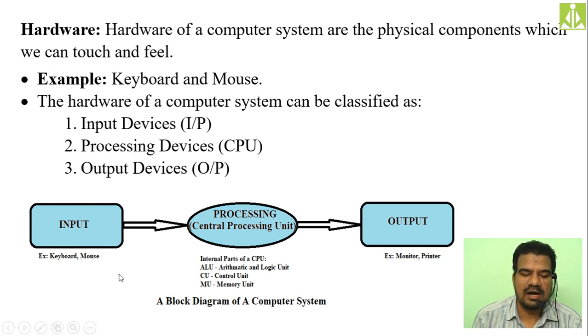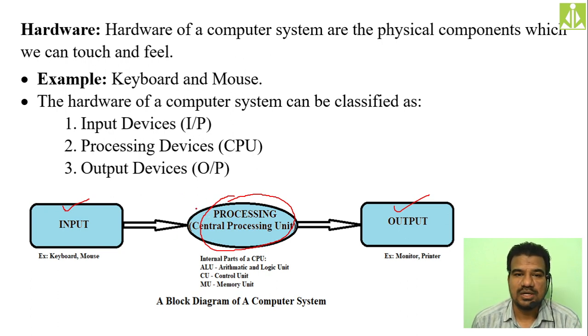So this is the block diagram. With respect to hardware, this is the block diagram of your computer, where we have the input devices on one side and all output devices on the other side, and in between we have the processing unit. This processing unit is responsible for processing or manipulating the data. This central processing unit, which we call the CPU, has 3 different things internal to it: ALU, CU, and MU.